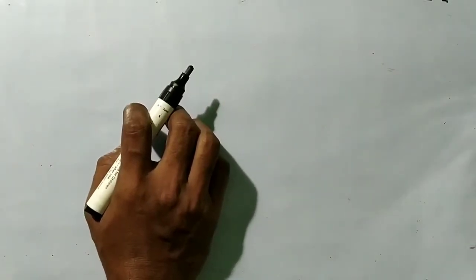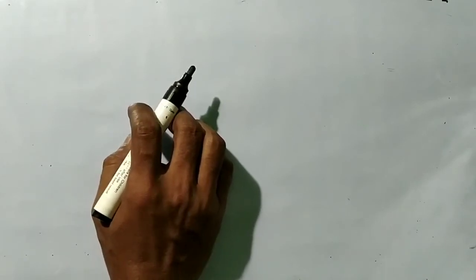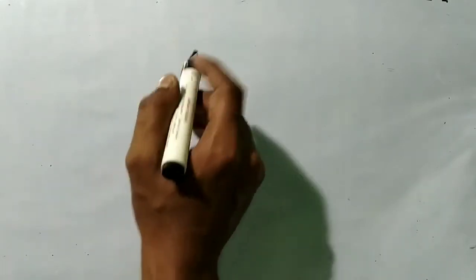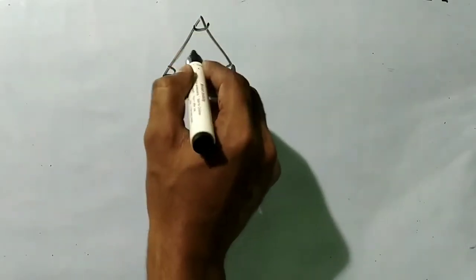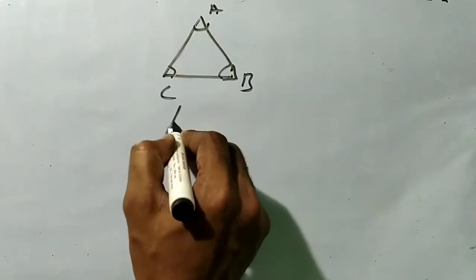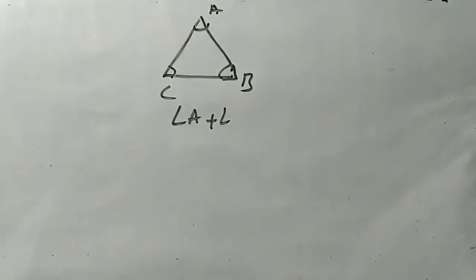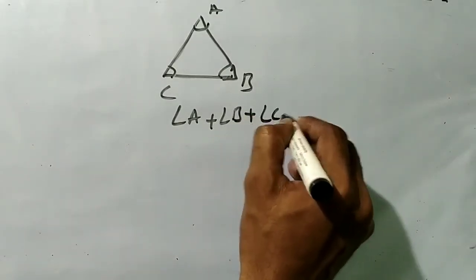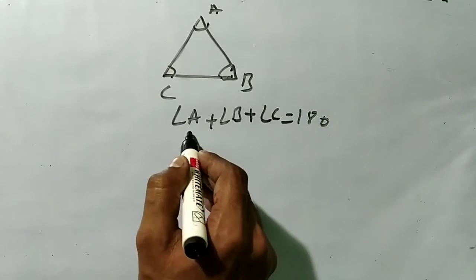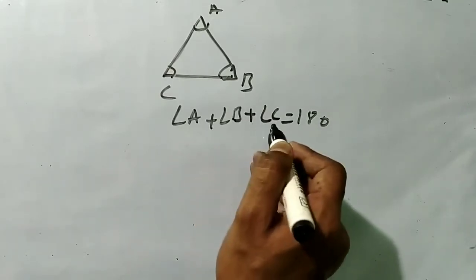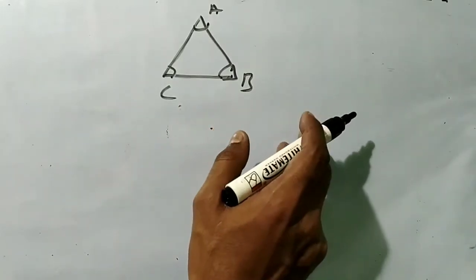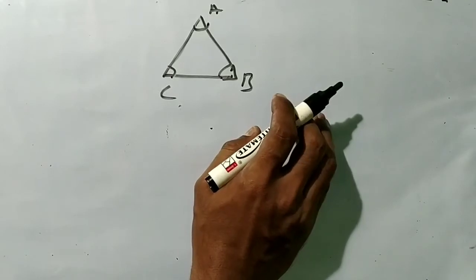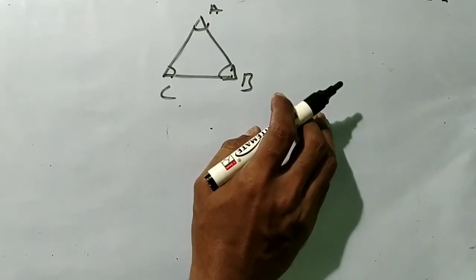The angle sum property shows that the sum of interior angles of a triangle, which consists of 3 interior angles, A, B and C, that is angle A plus angle B plus angle C, is equal to 180, because the sum of interior angles of a triangle is nothing but 180. But what about exterior angles? What is the summation of exterior angles? Is it 180 or more than 180? So we have to find that now.